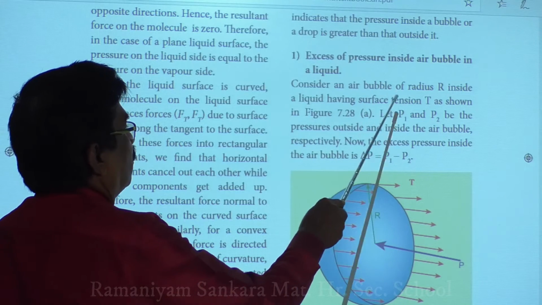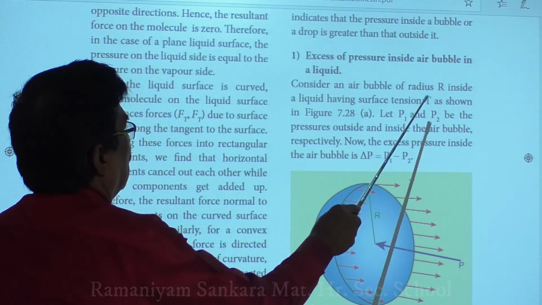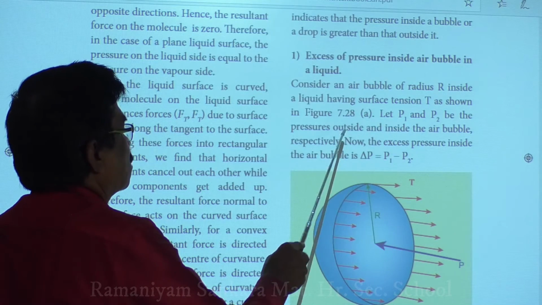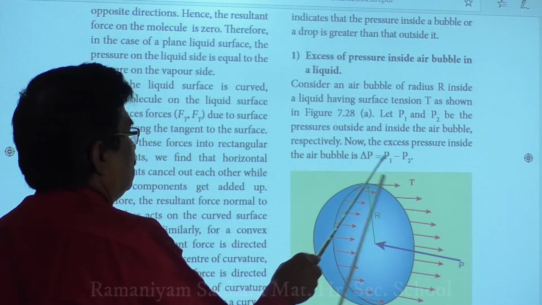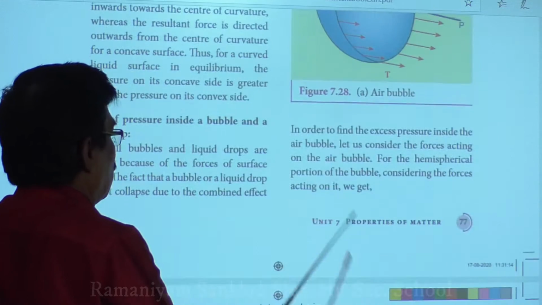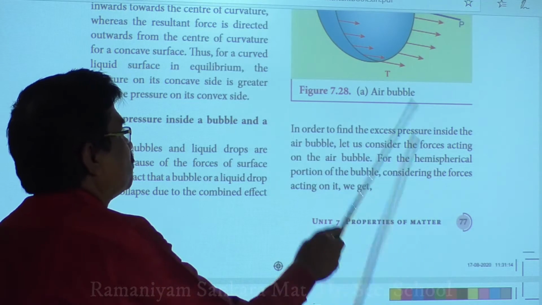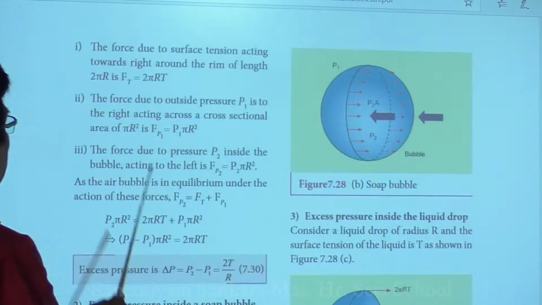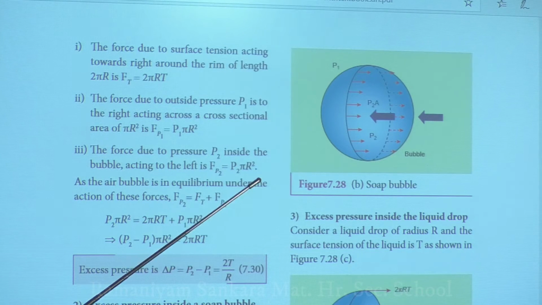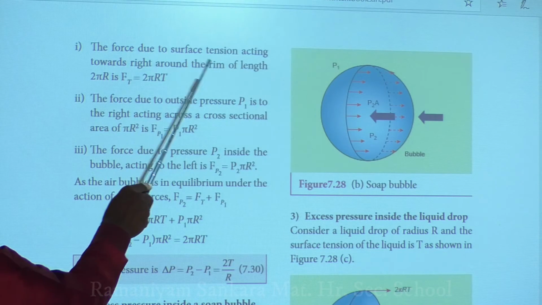So, consider an air bubble of radius r and surface tension T. Let P1 be the outside pressure and P2 the inside pressure of the air bubble. The change in pressure is P2 minus P1. In order to find the excess pressure inside, let us consider the forces acting on the air bubble. For the hemispherical portion of the bubble, consider the forces acting; we get 3 factors. This is a 5-mark question, up to this point you have to write. The force due to surface tension acts towards the right around the rim of the length.